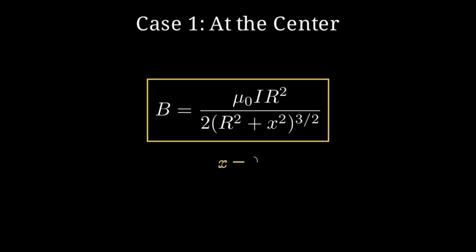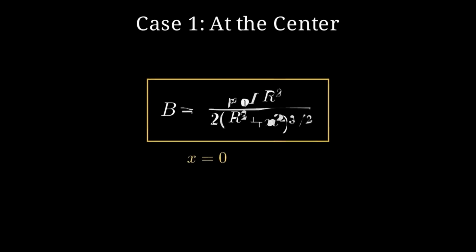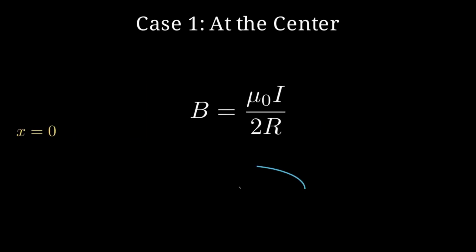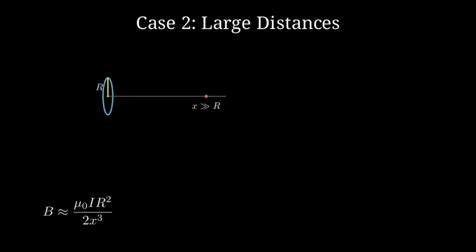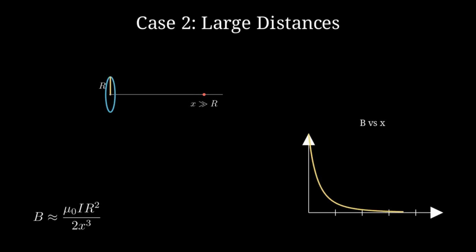Let's look at special cases. At the center of the loop, where x equals 0, the formula simplifies to the well-known expression, B equals mu naught times I, divided by 2r. This is where the field is strongest. When the distance x is much larger than the radius r, the field strength drops off following an inverse cube law. At these far distances, the loop begins to behave like a magnetic dipole.